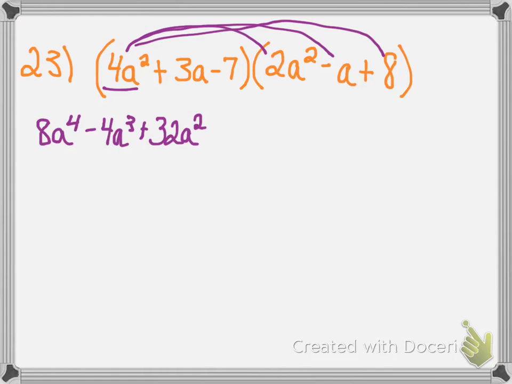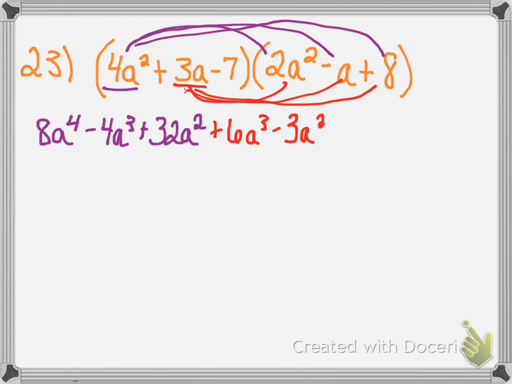The next thing you're going to do is you're going to take your second term and you're going to distribute all the way through your parenthesis. So 3a times 2a squared. That gives you 6a to the third. Then you have 3a times negative a. That gives you negative 3a squared. Then 3a times 8 is 24a.